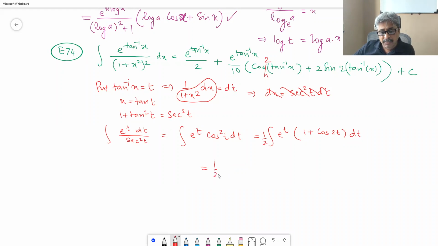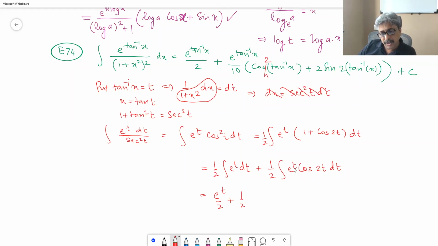And therefore you have two problems. One problem is half integral e raised to t dt, and the other problem is half integral e raised to t cos 2t dt. This is simple. This is e raised to t upon 2 plus half.